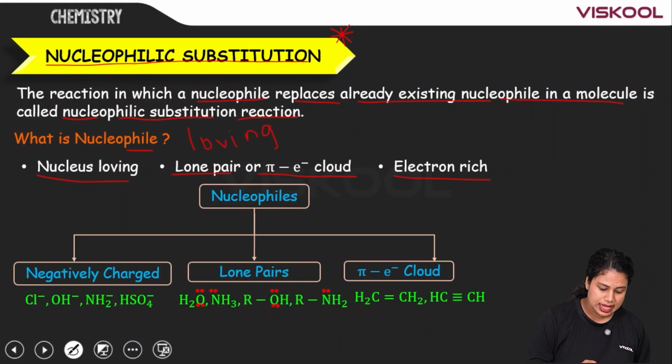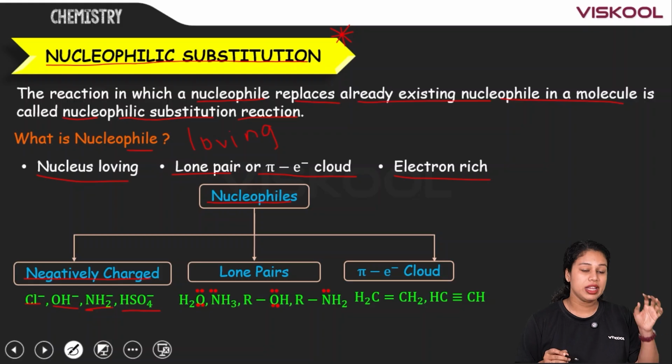Then these nucleophiles are of different types. The negatively charged nucleophiles, examples are Cl minus, OH minus (hydroxide), NH2 minus, HSO4 minus. All these are examples of negatively charged nucleophiles.